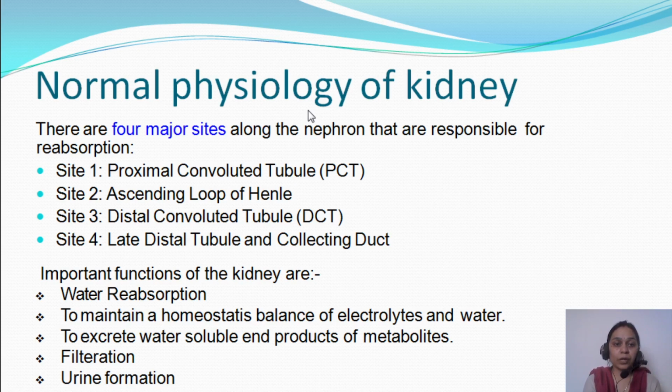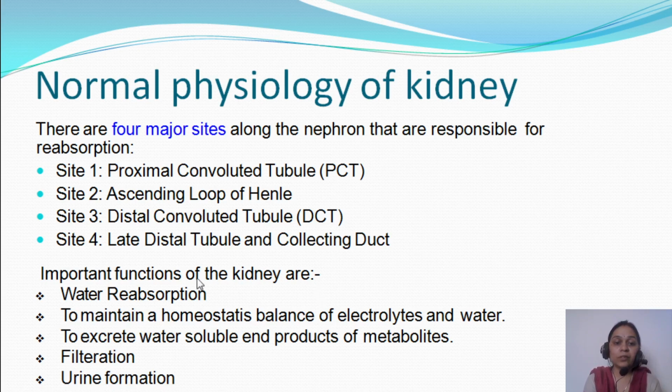Normal physiology of kidney. So the nephron is the basic functional unit of the kidney. Here in the nephron, there are four major sites responsible for reabsorption. Site 1 PCT or proximal convoluted tubules. Site 2 ascending loop of Henle. Site 3 DCT or distal convoluted tubules, and site 4 late distal tubules and collecting ducts.